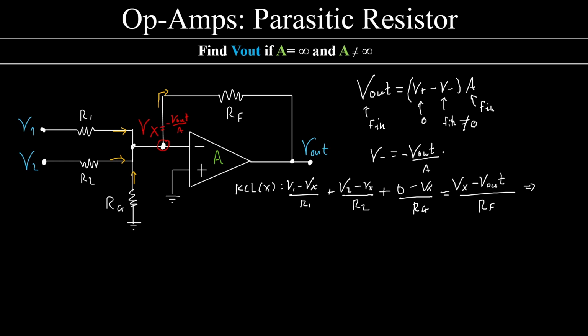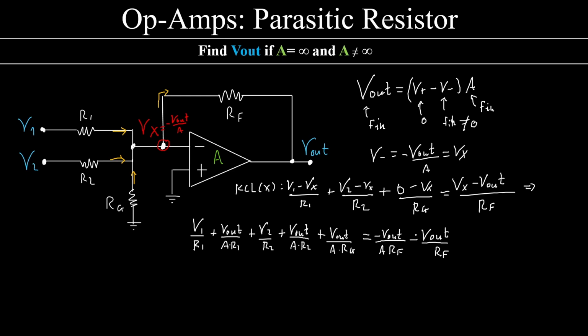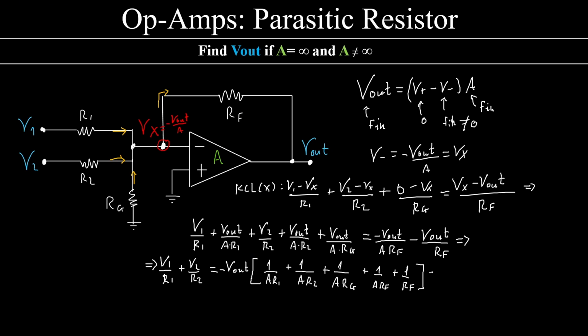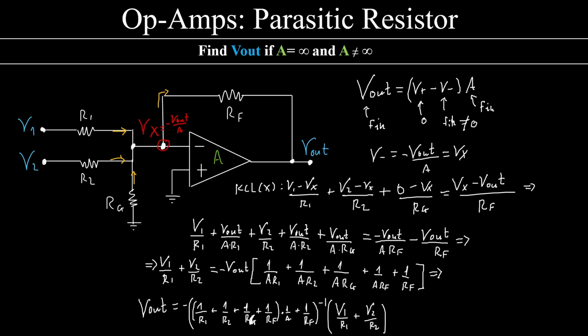This minus V out over A is how much? It's Vx, correct? Now I'm ready to replace Vx over here. And now this is very easy. From this point onwards, we just solve by putting all Vouts in one side, V1 and V2 on the other side, and then solving for Vout. Which would finally mean that Vout is nothing but. And now we found Vout.